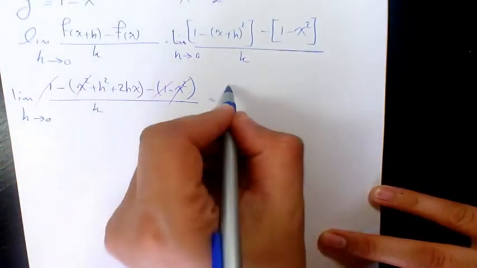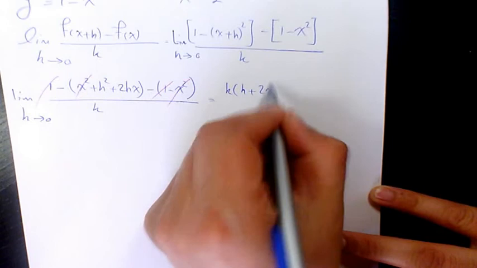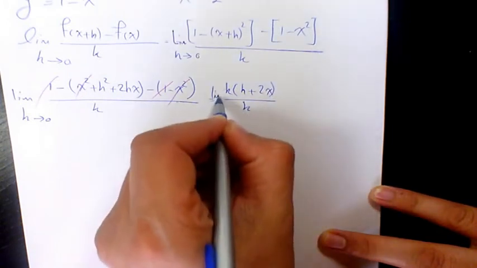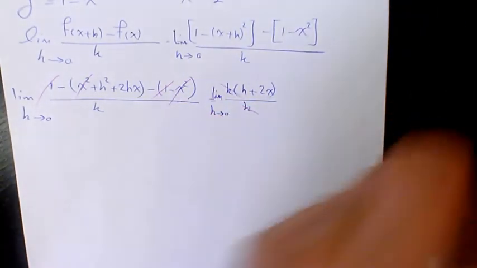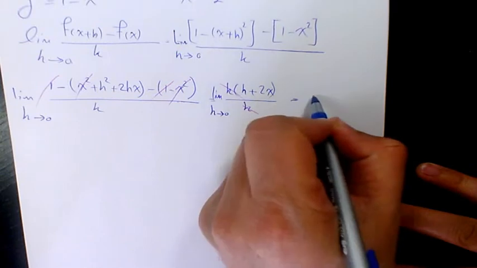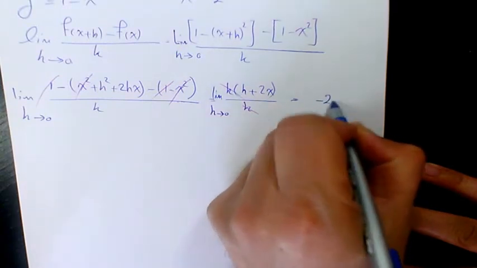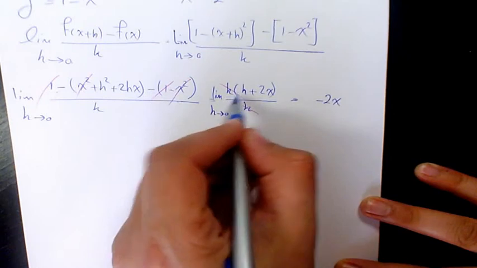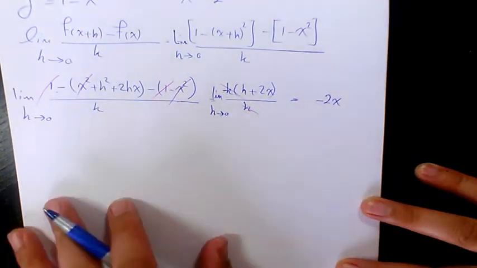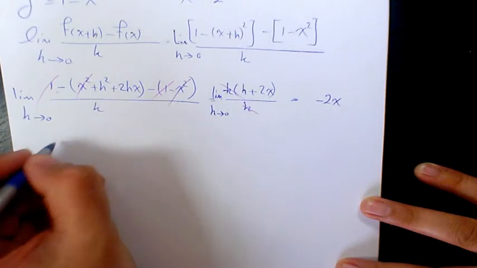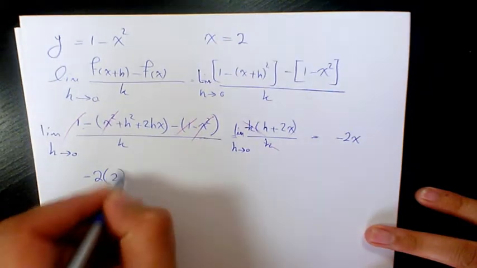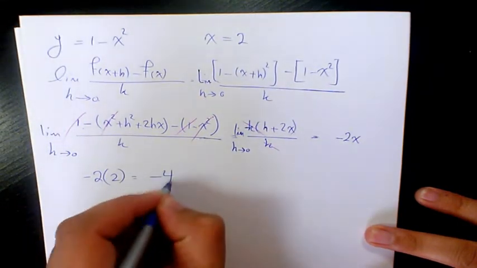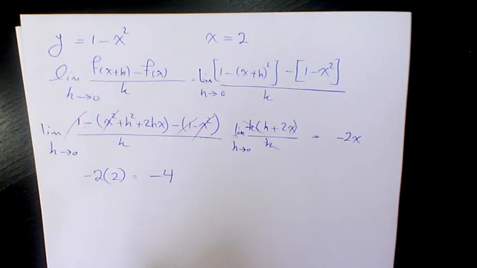Then you need to factor h. It's going to be h plus 2x divided by h, limit when h approaches 0. These two cancel out. When h approaches 0, it's going to be just negative 2x, because we had the negative in here as well. Then the slope is going to be negative 2x. Instead of x, we need to put 2 as we have here. So negative 2 times 2 is going to be negative 4. That's the slope of this function at the point x equals 2.